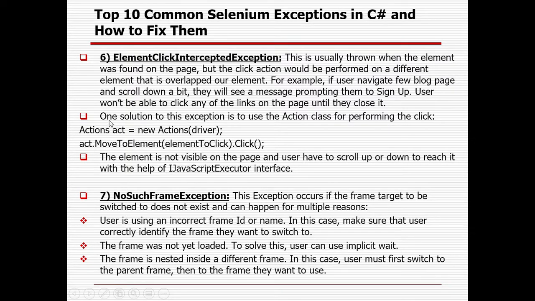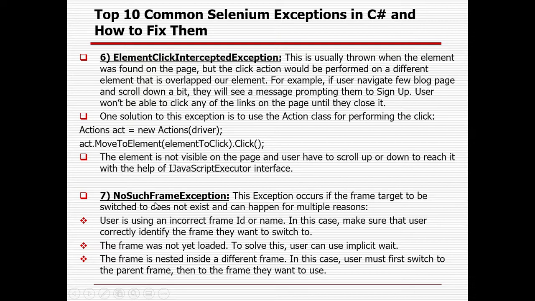One solution to this exception is to use the Actions class for performing the click. We can use the Actions class and move to the element directly, ignoring that kind of alert or prompt. If the element is not visible on the page, and the user has to scroll down or scroll up to reach it, we can do that with the help of the JavaScript executor interface also. Sometimes, in case it's not visible, we need to scroll up and scroll down. Otherwise, we can use the Actions class, move directly to the element, and perform the click operation.